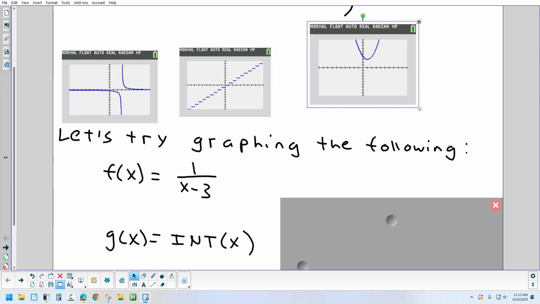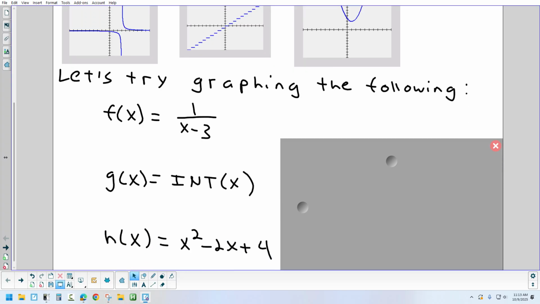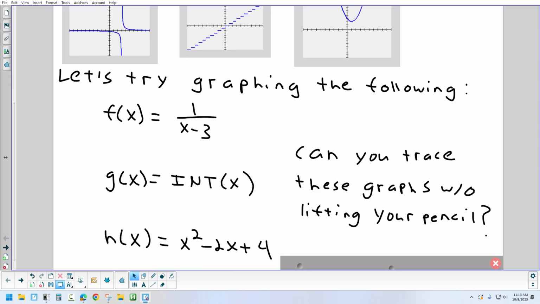So we're going to look at each of these graphs in terms of what's called continuity. And we don't really know what that is yet. But out of the three, does anybody have a guess which graph would be considered continuous? Yeah? The third one? The third one, yeah. So the idea of continuity is, in kind of a simplified form, can you trace the graph without lifting your pencil? If you can, then you have a graph that is continuous. If you can't, then your graph is discontinuous.